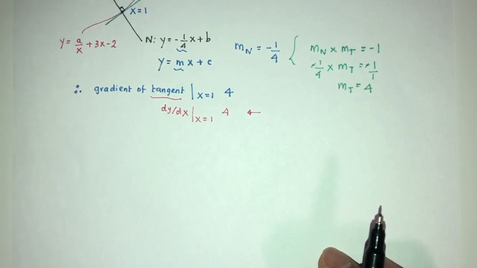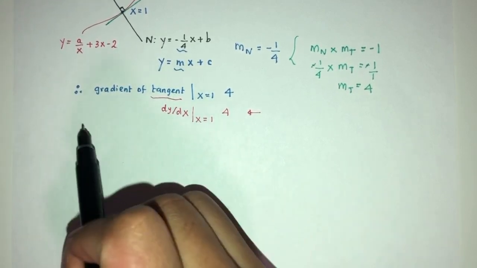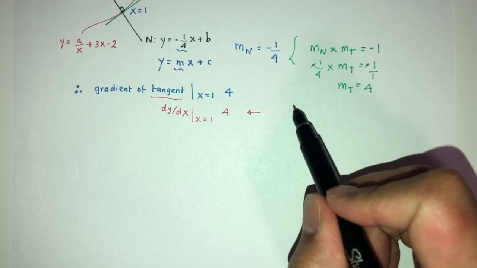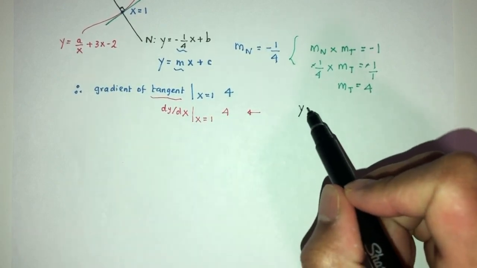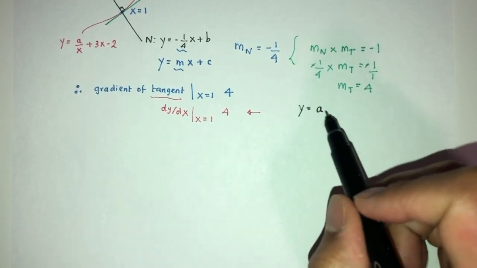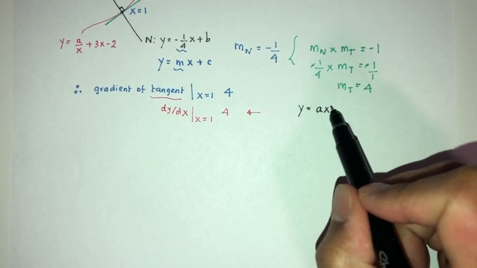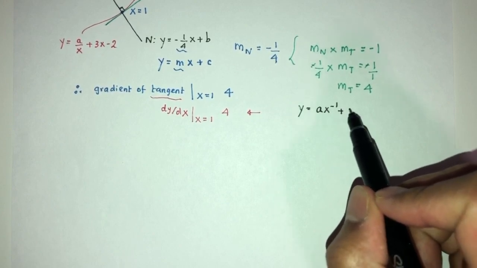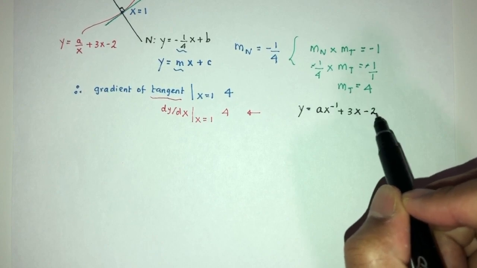We have what? So we have y is equal to this equation. Let me write this down here. We have y is the curve a. We can send this up and become x power minus 1 plus 3x minus 2.